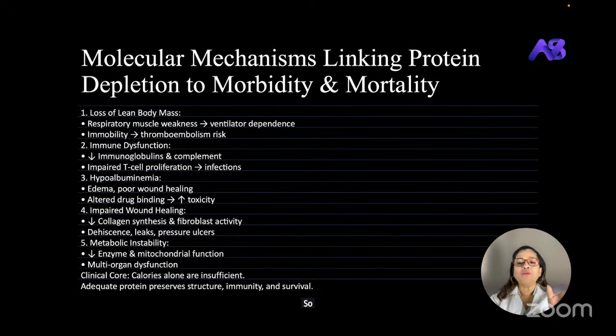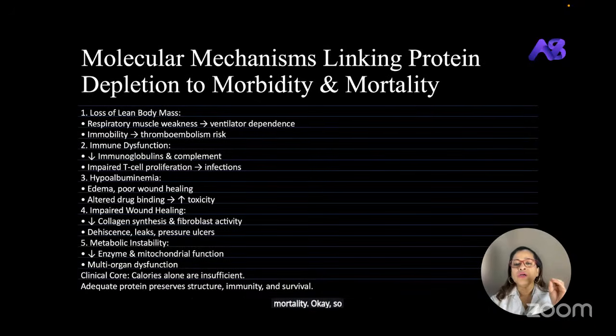So impaired wound healing is another aspect where the collagen synthesis decreases, so fibroblast proliferation reduces. We also find that in certain other metabolic instability, there is depletion of proteins, there is depletion of enzyme synthesis, and that is why severe malnutrition in the ICU can lead to mortality.